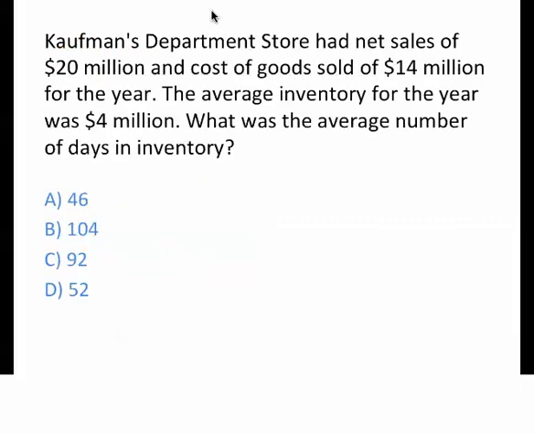Okay, now we have a couple of questions that you're going to need to refer to your notes from Monday. These are calculation questions. So we have net sales of $20 million and cost of goods sold of $14 million. Average inventory for the year was $4 million. You don't need to calculate it. What's the average number of days in inventory? On average, how many days does it take us to sell our inventory? So look at your notes from Monday, because we did this, and then we'll go through it.